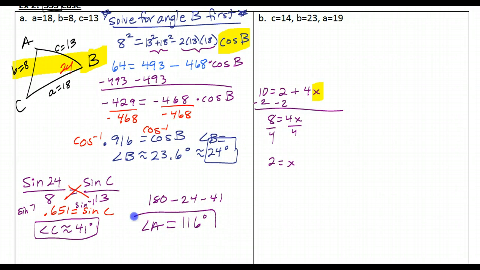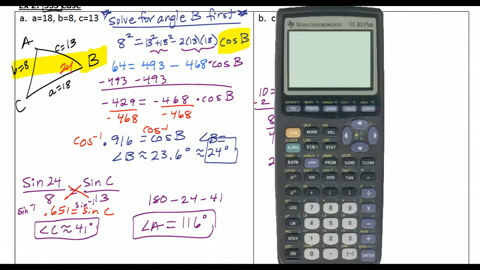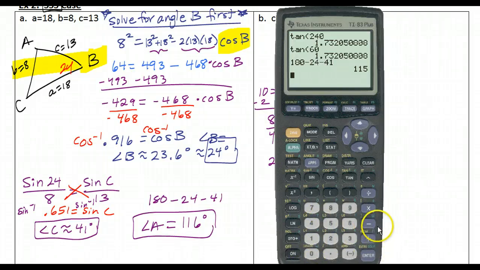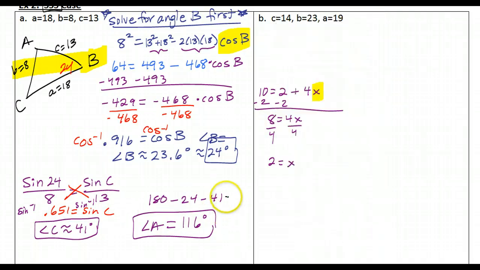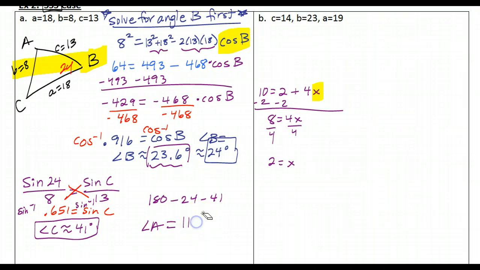Now when I did this myself, I rounded, so let's check that. Okay, 180 subtract 24 subtract 41, 115. So see, when I did this originally, I used the tenths, so that's why mine's a little off. So 115 degrees then.